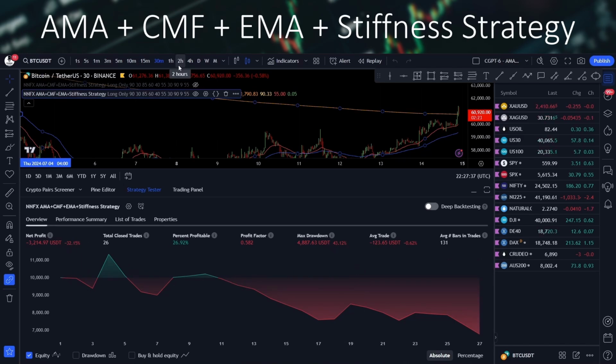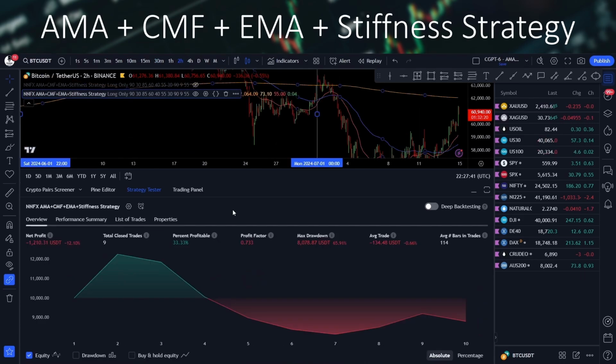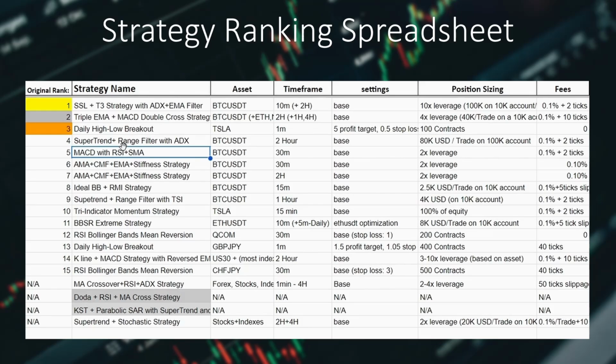Maybe the 2 hour gives us better results? Let's see. Unfortunately, not much better. Now we get a negative 12% net profit, but with much higher 65% maximum drawdown. So this is obviously again a no from me. We are getting to the top ones.